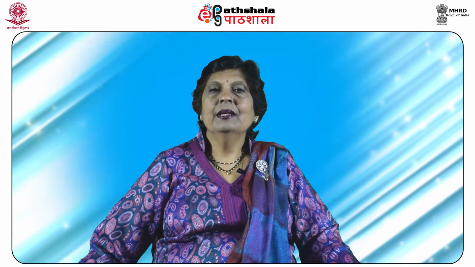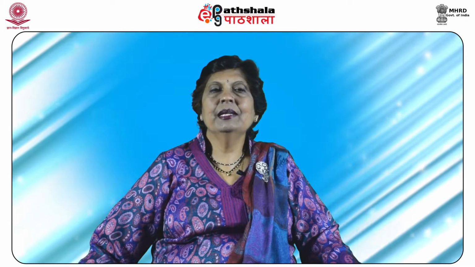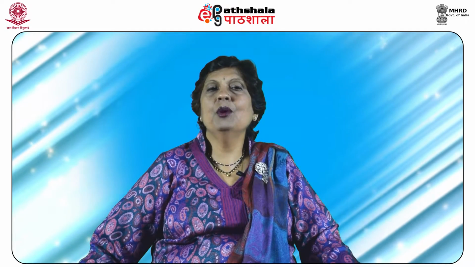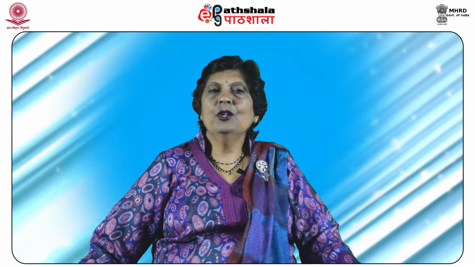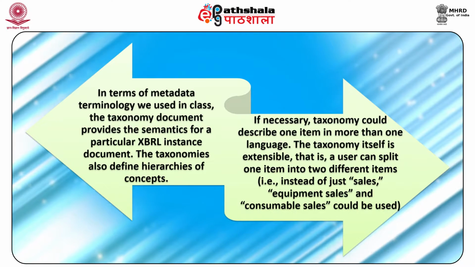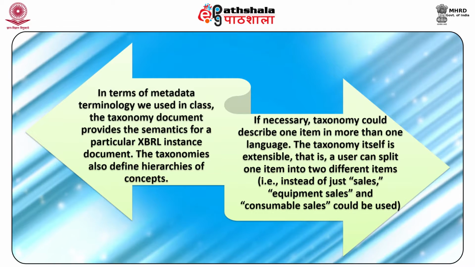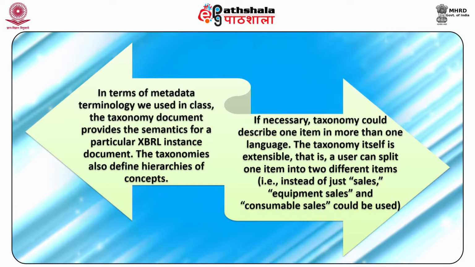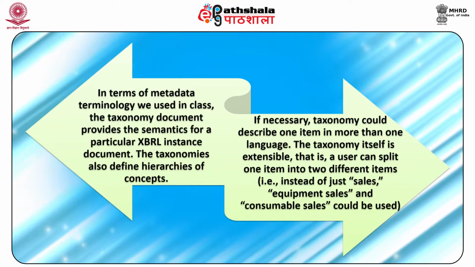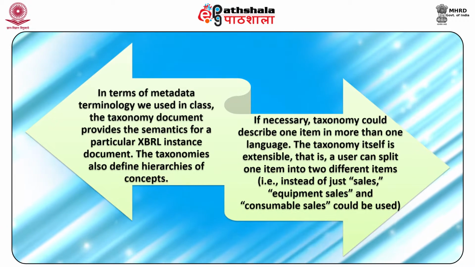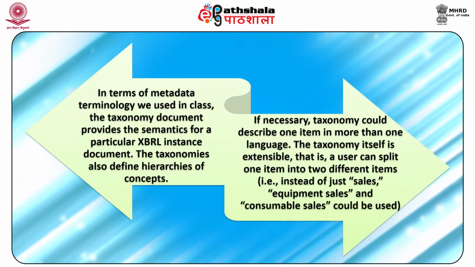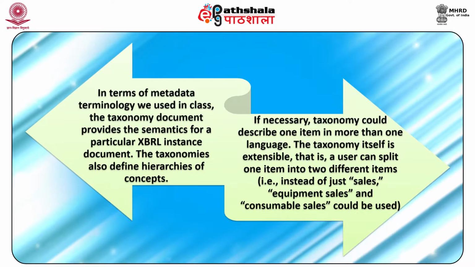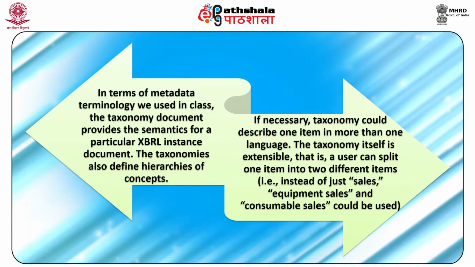So before we look at the elements, we have to understand the basic structure of XBRL. XBRL consists of instance documents. This is the actual XBRL marked up documents. Taxonomies are basically a document of concept definitions, or a dictionary. In terms of the metadata terminology we used in the class, the taxonomy document provides the semantics for a particular XBRL instance document. The taxonomies also define hierarchies of the concept. If necessary, a taxonomy could describe one item in more than one language. The taxonomy itself is extensible, that is, a user can split one item into two different items. For example, instead of just sales, equipment sales and consumable sales could be used.